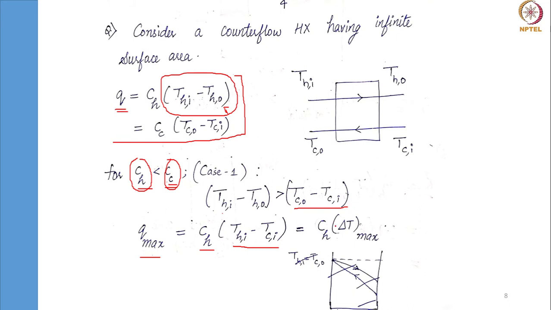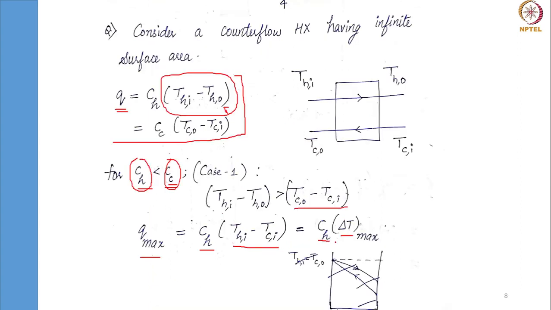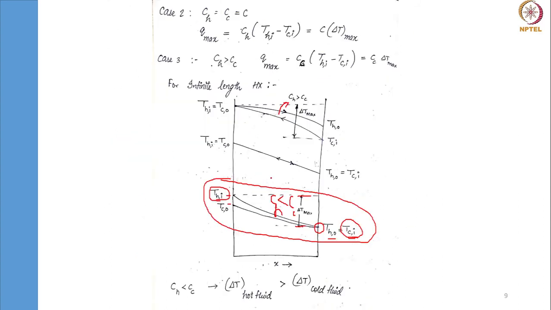T_H,i minus T_C,i. What is delta T max here? This is delta T max, between T_H,i and T_C,i. So it becomes C_H into delta T max. What is C_H here? It's our minimum heat capacity fluid. So C min into delta T max. This is for the first case. We'll consider the second case also.